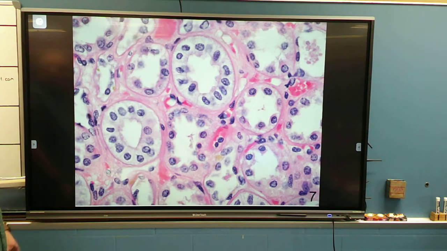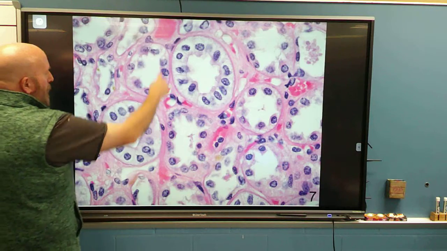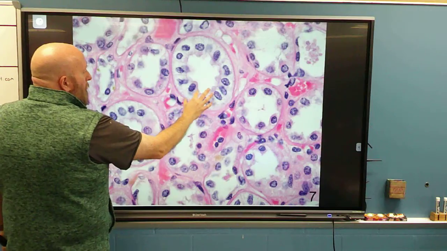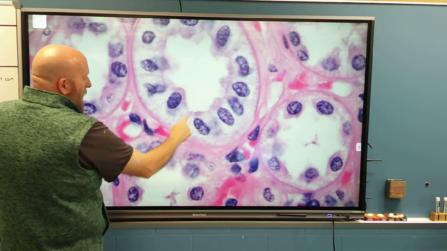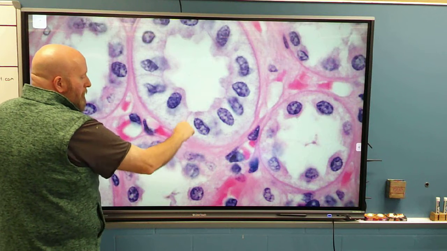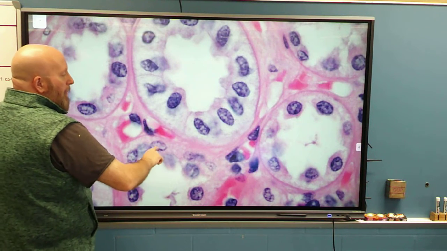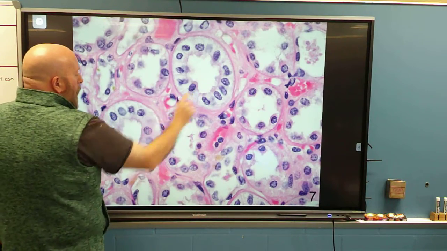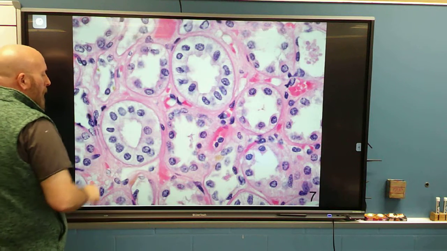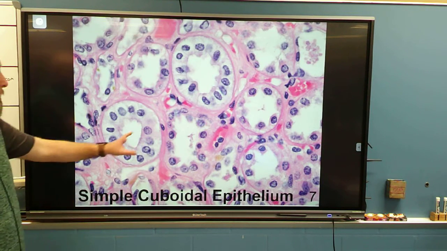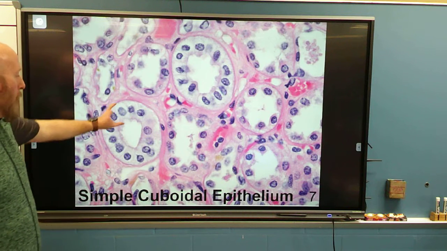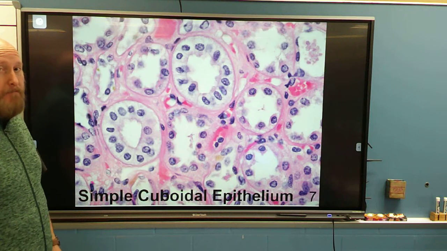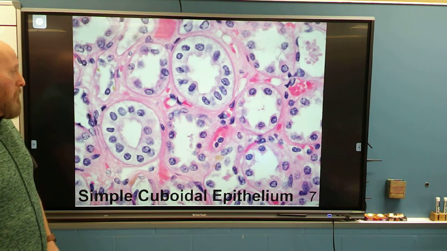Now, this one, we're primarily looking at these circular things right here. And if you look real close, I'll blow it up just a hair, the cells are kind of square-shaped, aren't they? So they're cuboidal shaped, so it's cuboidal epithelium. But if you look at each individual ring, there's only one layer of cube-shaped cells. So this is simple cuboidal epithelium. One row of square-shaped cells, cube-shaped cells, okay? That one's pretty straightforward too.